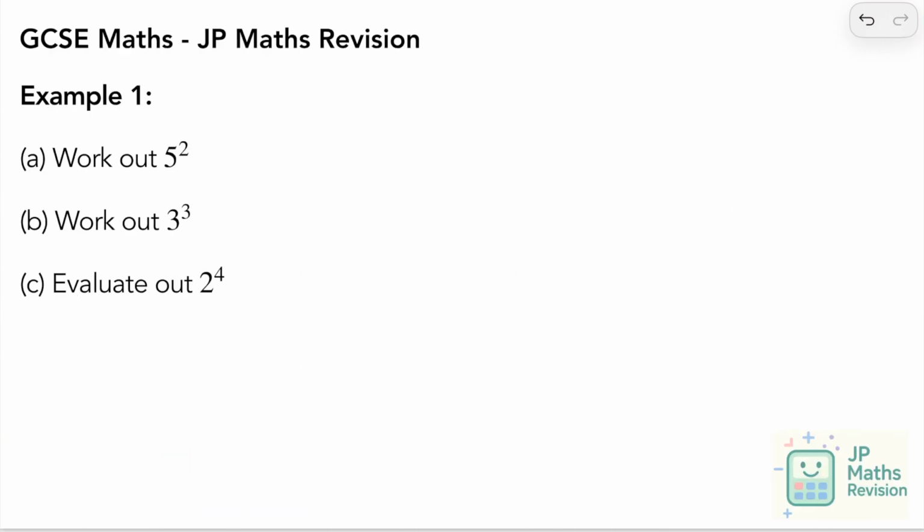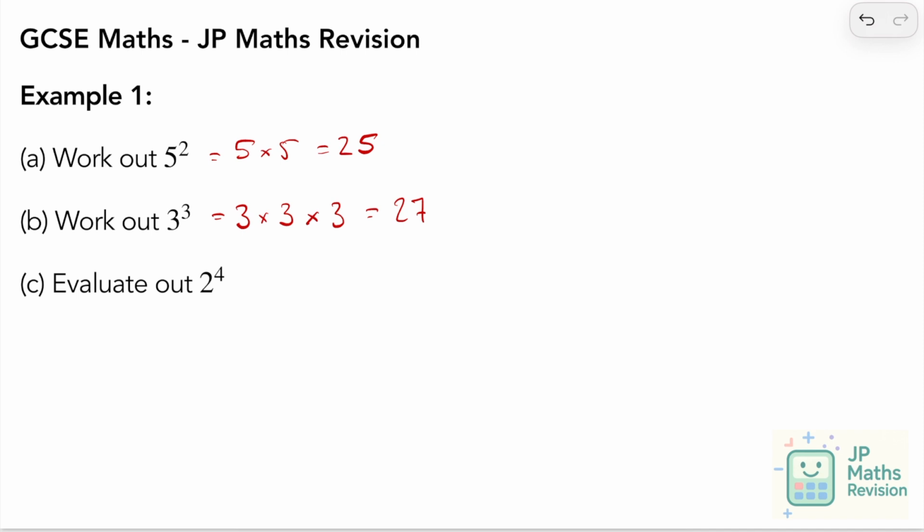So here's an example. Firstly, we need to work out 5 squared. That's going to be 5 times 5, and 5 times 5 is 25, so 5 squared is 25. Next, we need to work out 3 to the power of 3, or 3 cubed. So 3 cubed, we multiply 3 by itself 3 times. So 3 times 3 times 3, that's 3 times 3 is 9, and 9 times 3 is 27. So 3 cubed is 27.